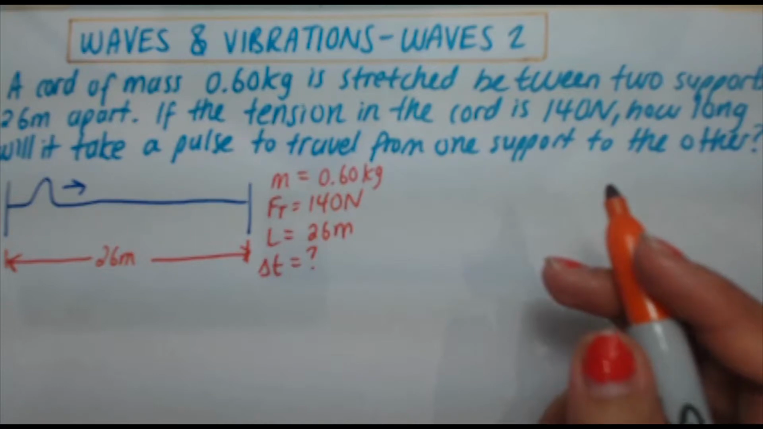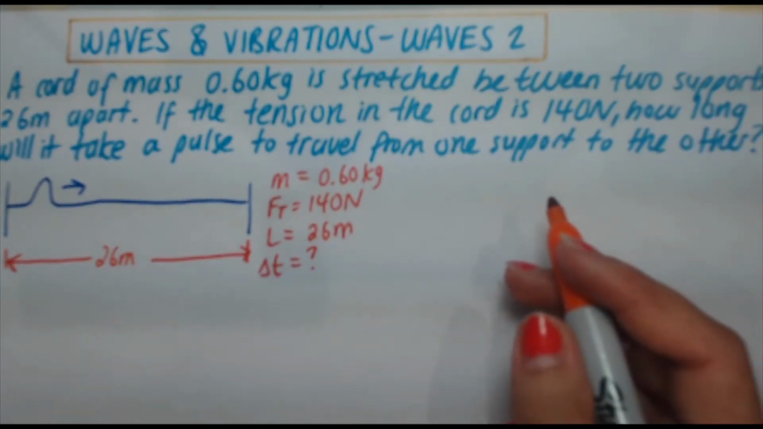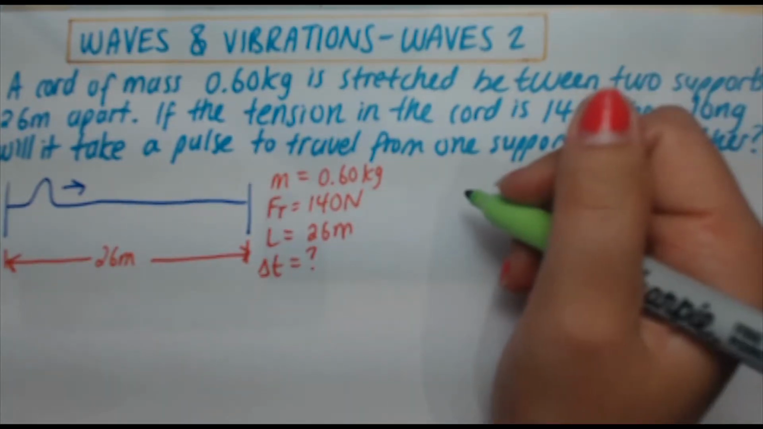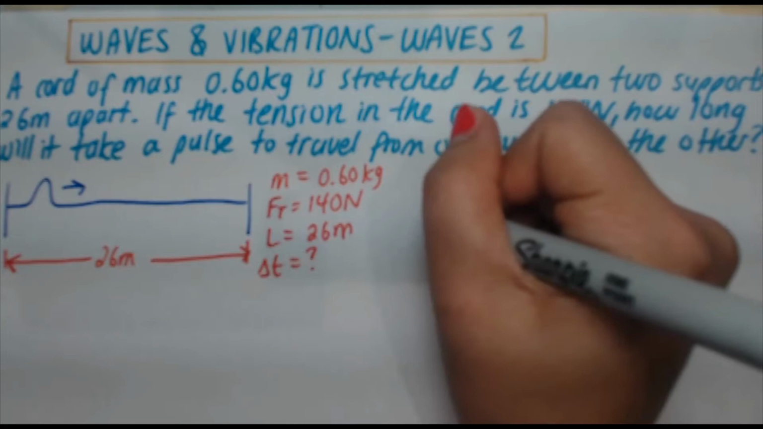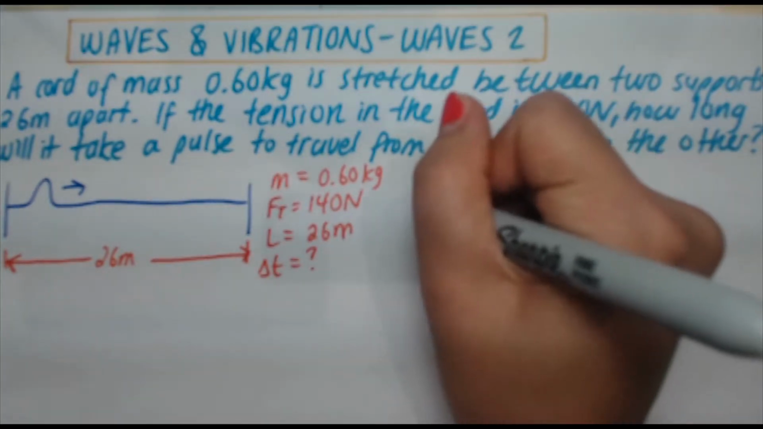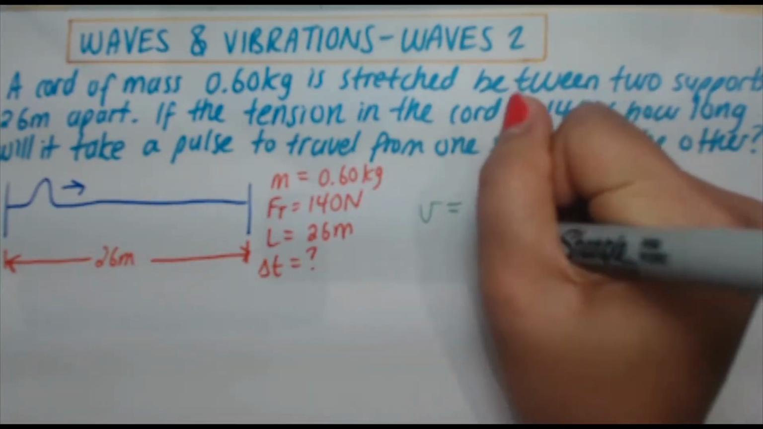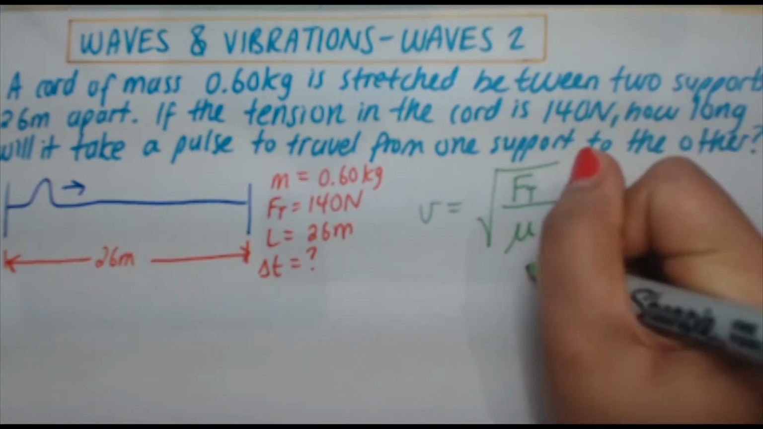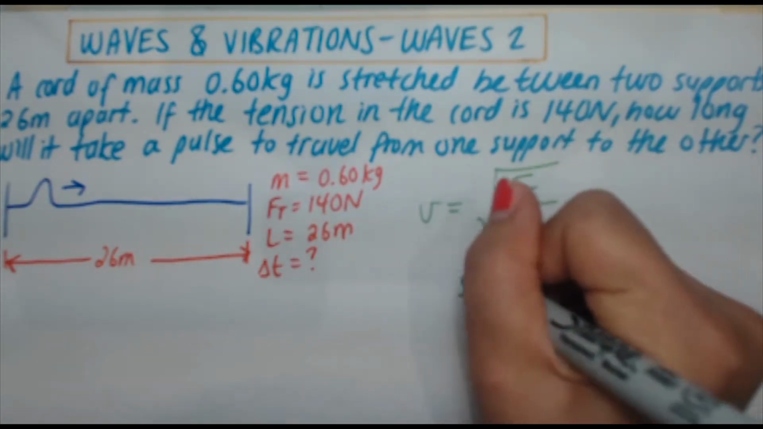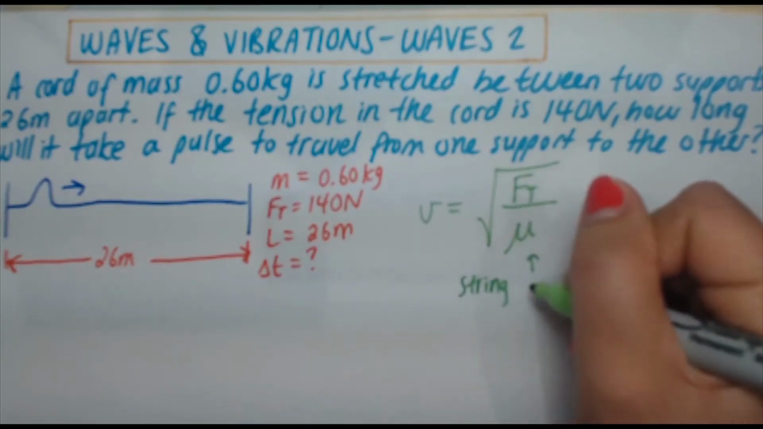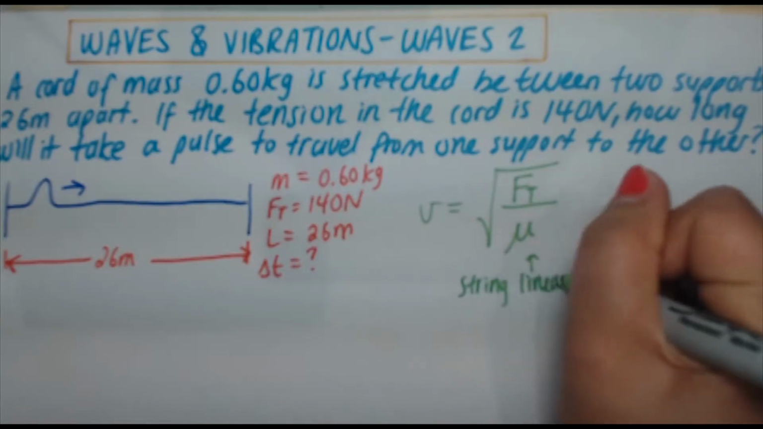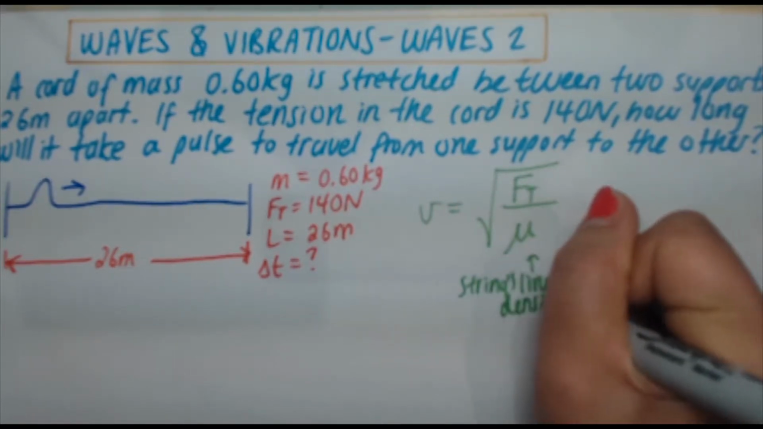We're going to use two different equations to solve this and combine the two, and both of them are expressions for the speed of the pulse. The first one is the relation between pulse speed, tension, and linear density. Speed is equal to the square root of tension in the string divided by mu. Now, this mu is the string's linear density. Because it is a string, we consider it to be one-dimensional in this case.